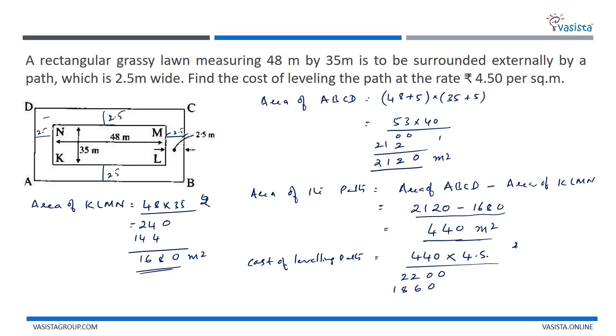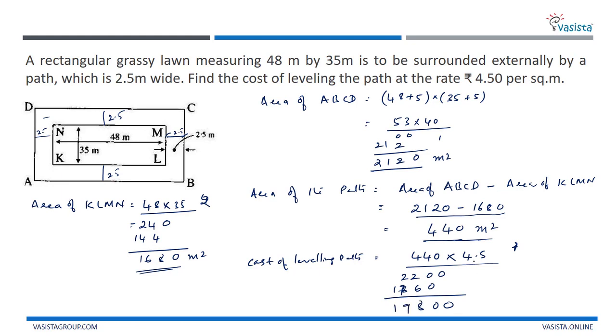Let me check one second. 5 0s are 0, 5 4s are 20, 2 carry, 5 4s are 20 plus 2, 22. 4 0s are 0, 4 4s are 16, 6, 1 carry. So 4 4s are 16 plus 1, 17. Let us check this. 0, 0, 6 plus 2, 8, 7 plus 2 is 9 and 1.